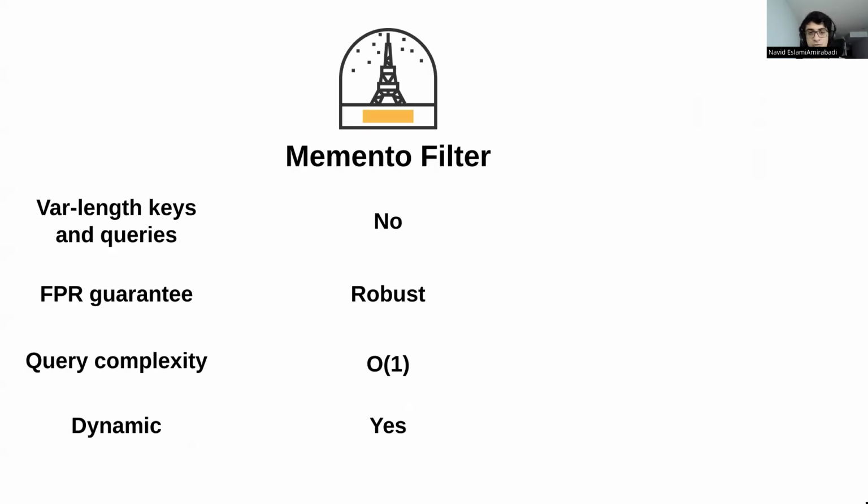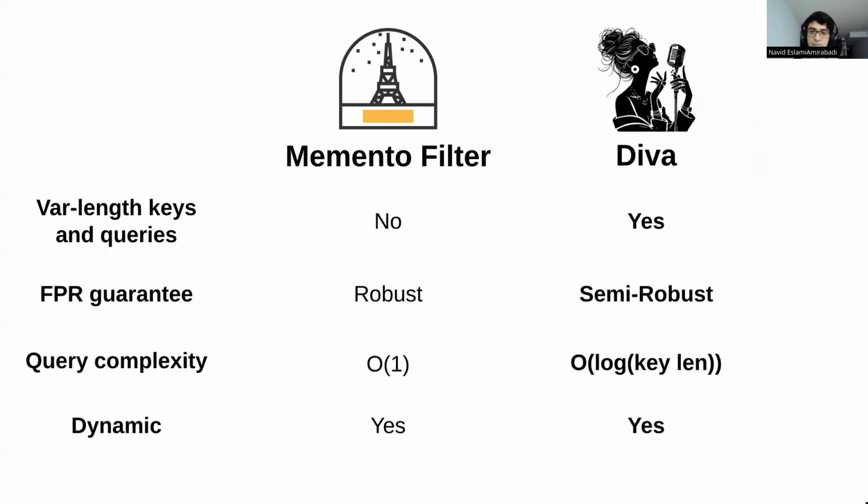However, due to the assumptions that we made, Memento filter did not support variable length keys and queries. To address this problem, we designed a follow-up called Diva, which is the first range filter to support variable length keys and queries, while supporting a semi-robust false positive rate guarantee and providing dynamic updates. It is also very fast, but it's slightly slower than Memento filter, with query complexities that are logarithmic in the length of the key.